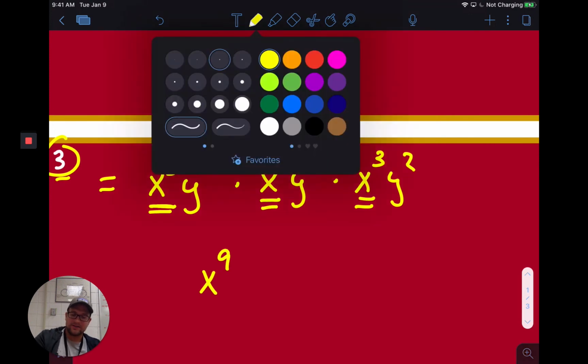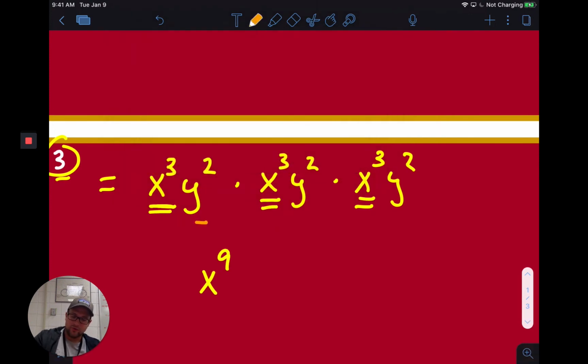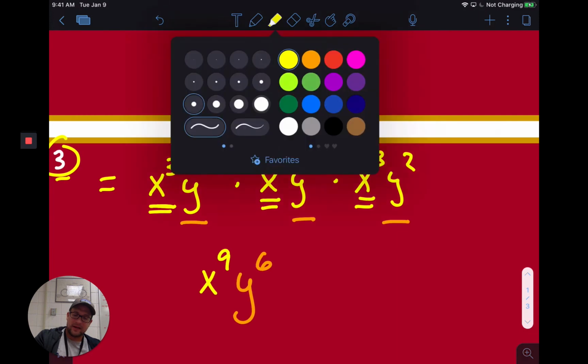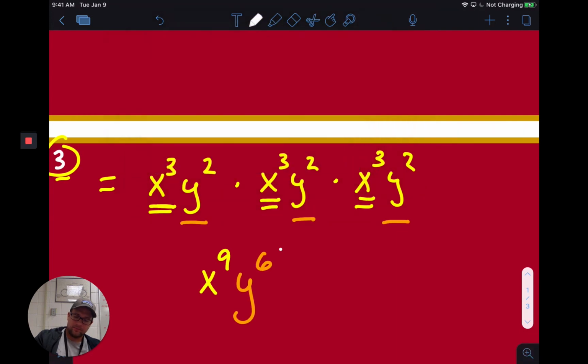Same thing with the y's here. If I have 2 y's, 2 y's, and 2 y's, y squared, y squared, y squared. If I put all those y's on the same pile, I'm going to get y to the 6th power, making this my final answer: x to the 9th, y to the 6th.